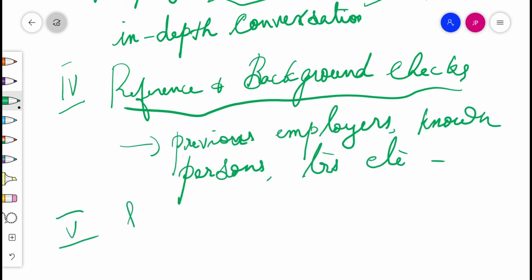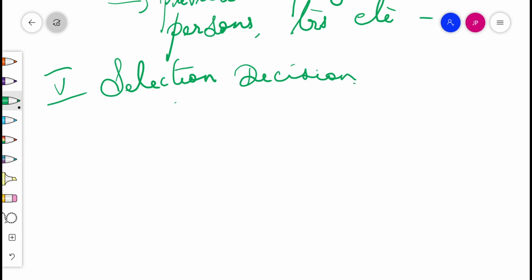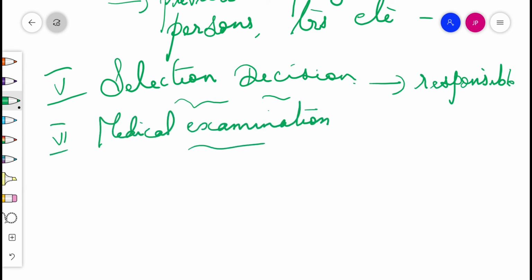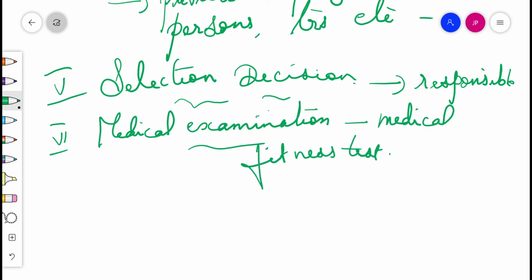The fifth step is selection decision. The final decision has to be made from among the candidates who pass the tests, interviews and reference checks. The views of the concerned manager will generally be considered in the final selection because he is responsible for the performance of the new employee. Sixth point is medical examination. After the selection decision and before the job offer is made, the candidate is required to undergo a medical fitness test. The job offer is given to the candidate after being declared fit after the medical examination.